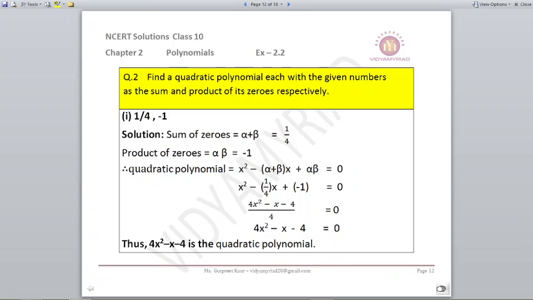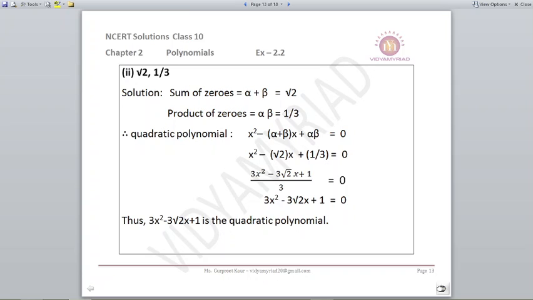Now when we know sum of the zeros and product of the zeros, we have a quadratic polynomial equation which states that x square minus alpha plus beta whole of x plus alpha beta is equal to 0. We have the values of alpha plus beta, we have the values of alpha beta, just put it into the equation, you will get your quadratic equation. That is x square minus 1 upon 4x plus of minus 1 is equal to 0. Take the LCM and you get 4x square minus x minus 4 as your quadratic polynomial. Like this, we are going to do the other parts.